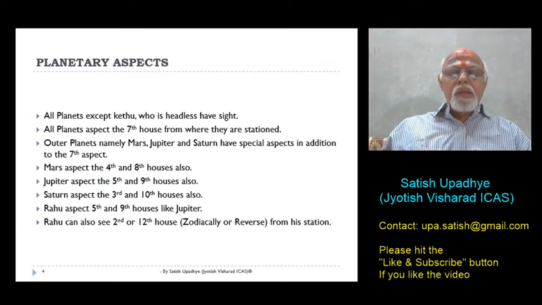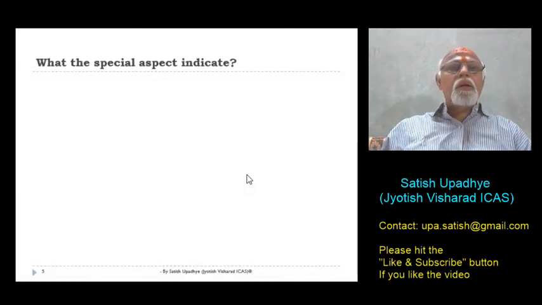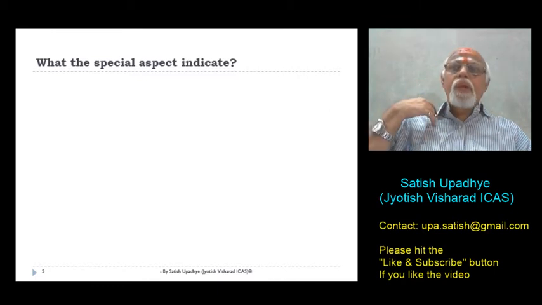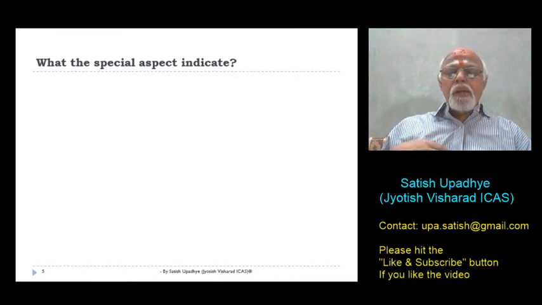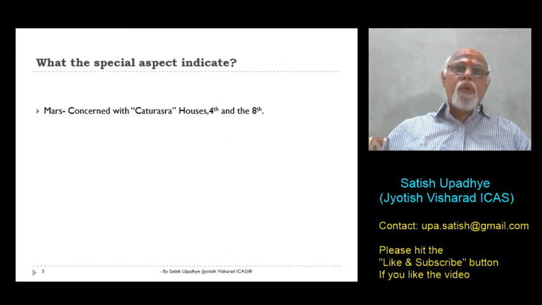We will discuss this separately. Let us understand what the special aspect indicates. Everybody knows that every planet aspects the seventh house, but these outer planets have special aspects, and we will discuss this separately. Mars aspects the fourth house and the eighth house from where it is stationed. The question arises, why does Mars aspect the fourth house and what does it mean?